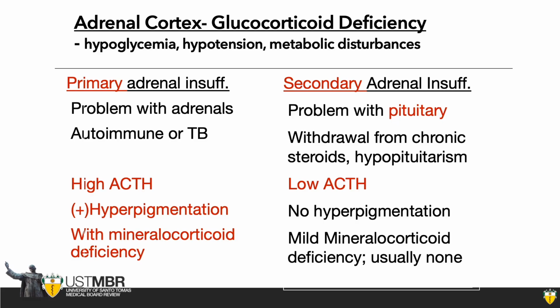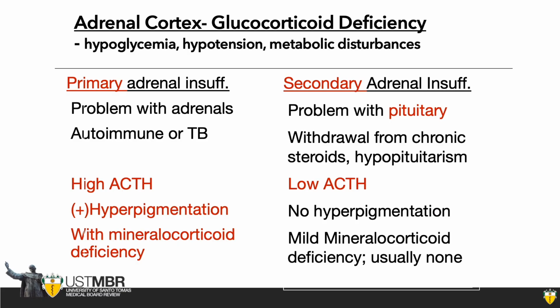So how do you differentiate? If the cortisol is low and the ACTH is high, that means there's nothing wrong with the pituitary. Then you call this a primary adrenal insufficiency. If somebody has low cortisol and the ACTH is low, then you suspect the problem is at the level of the pituitary. Again, to differentiate the two: in primary, there's hyperpigmentation because CRH is also the precursor for MSH, melanocyte stimulating hormone. So MSH goes up. That's why in primary AI there's hyperpigmentation.